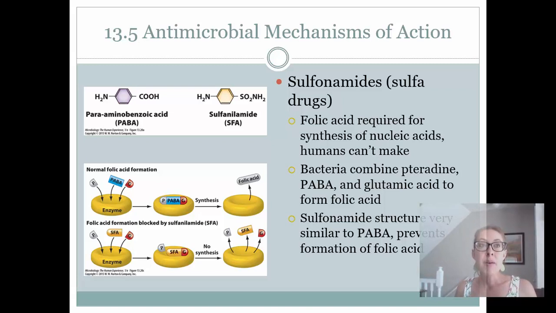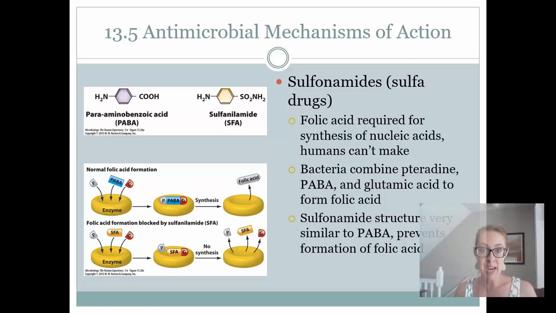Bacteria, though, don't obtain fully formed folic acid the way that we do. They assemble it. This is where the selective toxicity between human cells and bacterial cells comes in. Normally, when bacteria are going to make their folic acid, there's an enzyme that's going to do it, and it requires 3 different substrates to come in. One is called pteridine. The other is called PABA, which stands for para-amino-benzoic acid. And then the other component of folic acid is glutamic acid. So these 3 components come in, and our enzyme catalyzes the formation of folic acid. So now the bacterial cell has its folic acid.